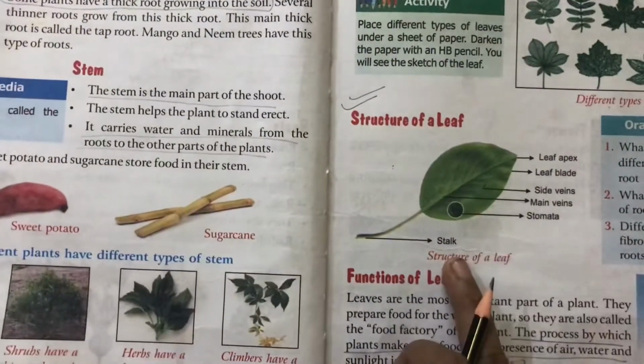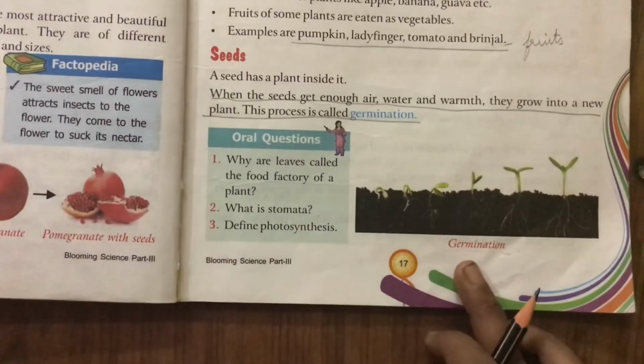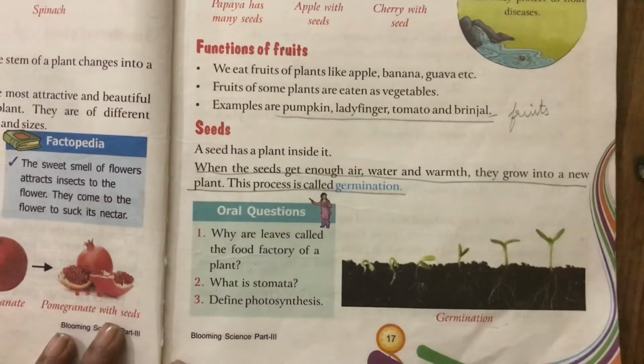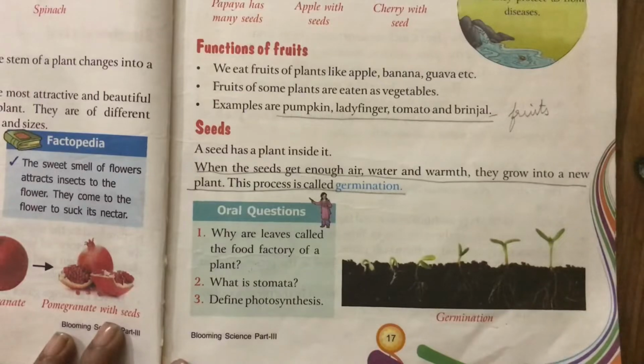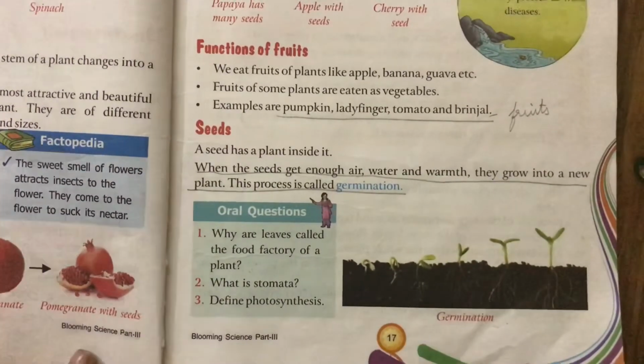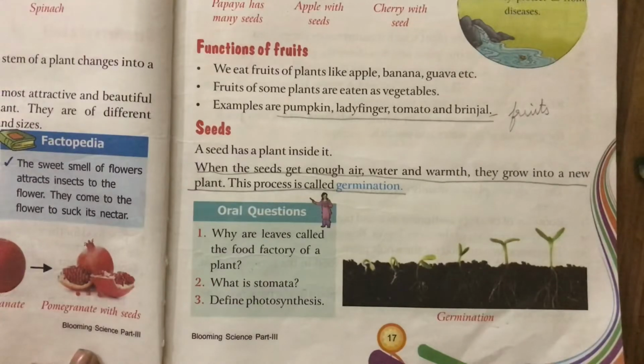Third one is structure of a leaf, very important. And the fourth one is germination. So total 4 diagrams, children, you have to practice in this lesson. First one is parts of a plant. Second one is types of roots. Third one is structure of a leaf, and the last one is germination. All the 4 diagrams are very important.